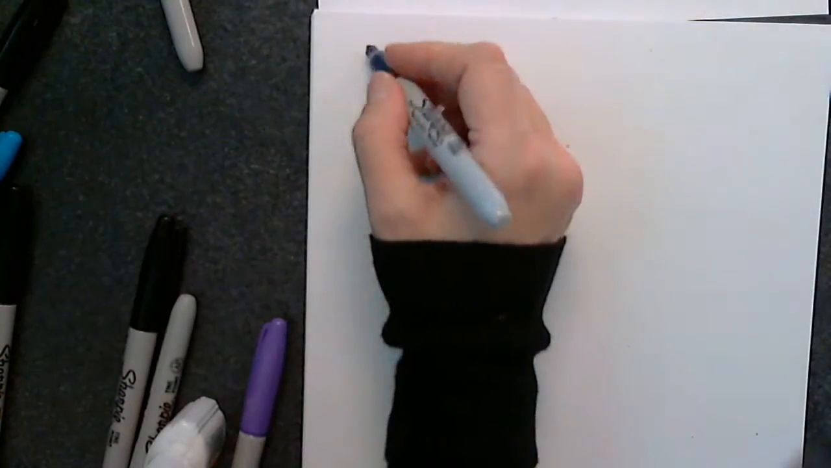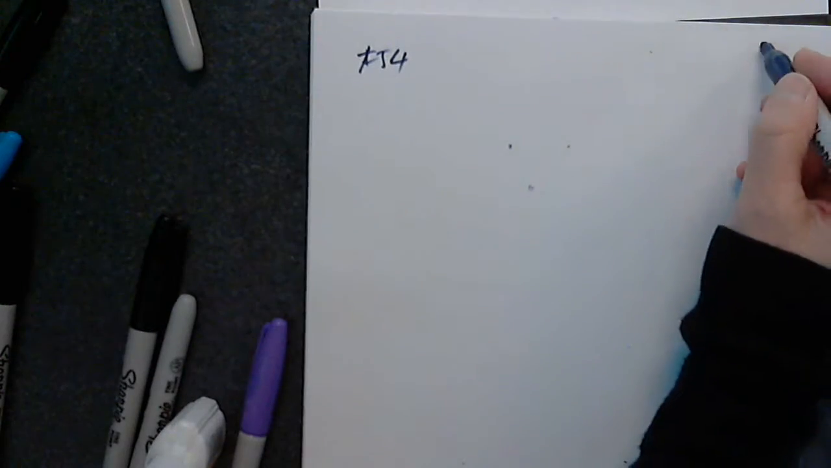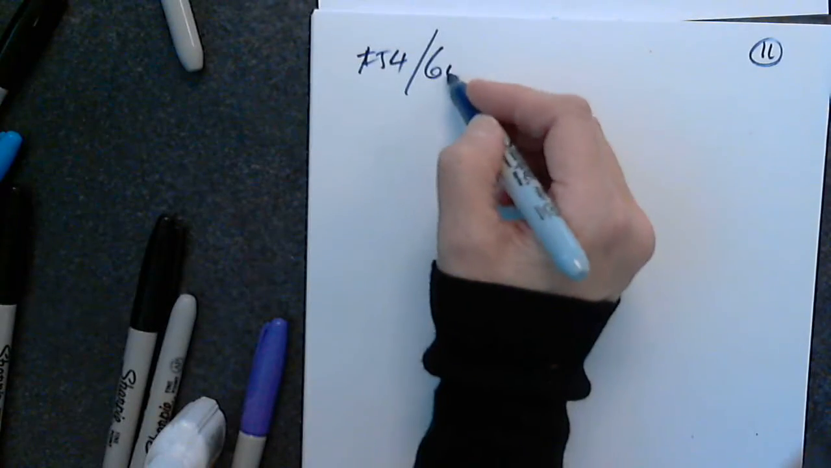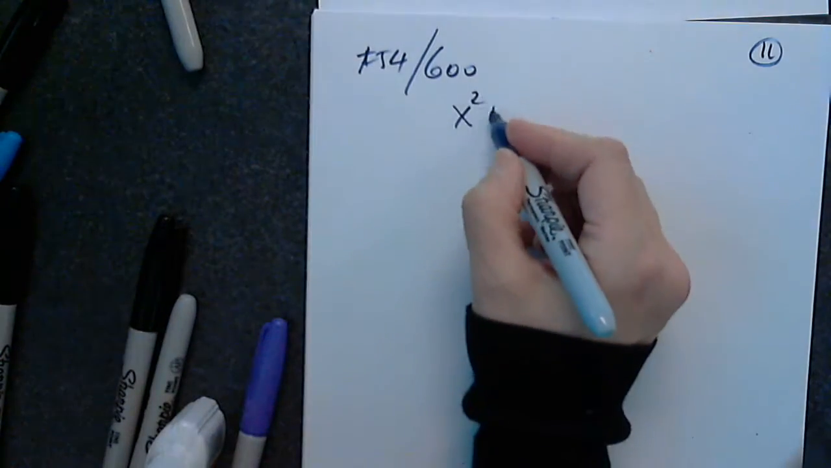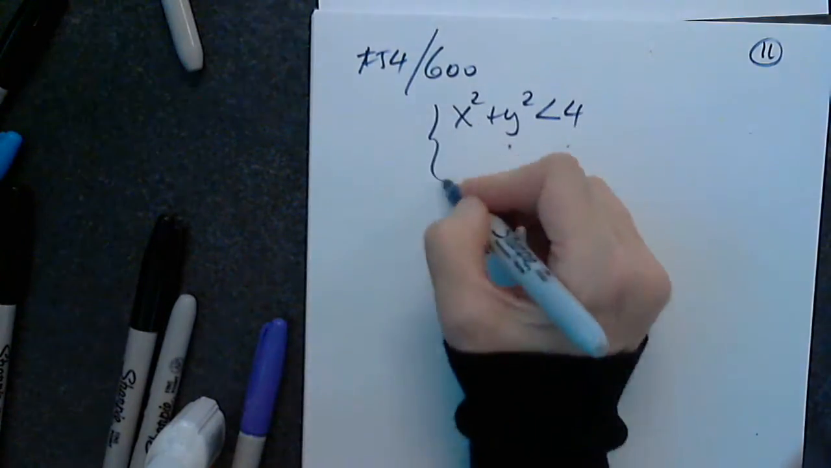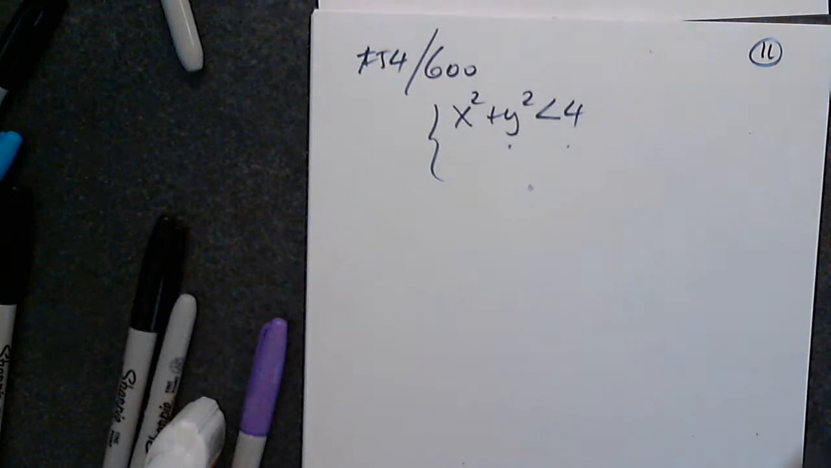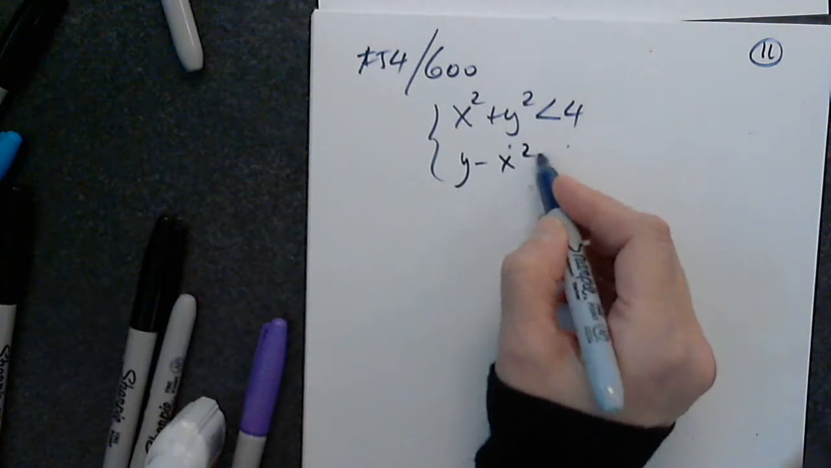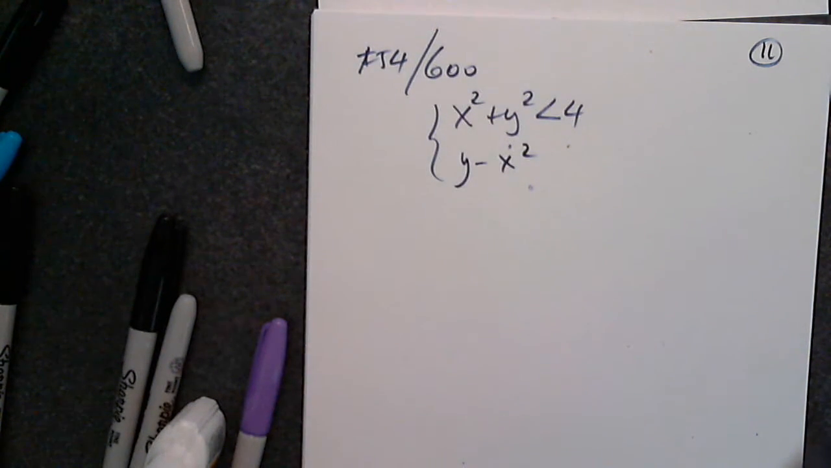Let's this time look at a nonlinear system. Let's look at 54, which is still on page 600. x squared plus y squared less than 4, and y minus x squared greater than or equal to 0.